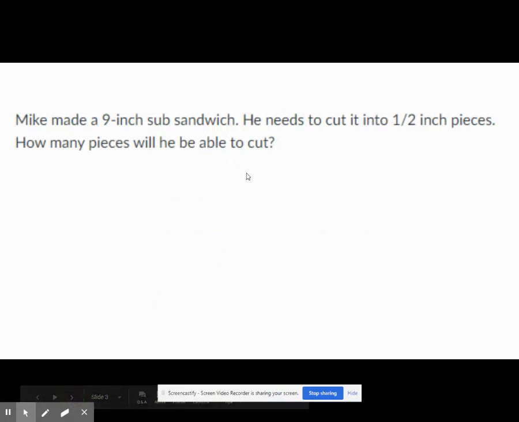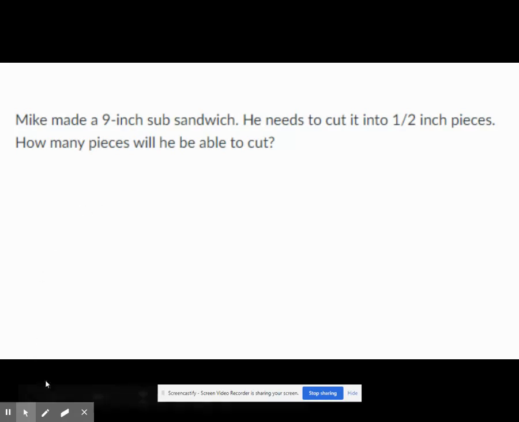So Mike made a 9-inch sub sandwich. He needs that cut into 1/2 inch pieces. How many pieces will he be able to cut? So think this through. We have a 9-inch thing, and we need to cut it into pieces that are 1/2 inch long. How many pieces will he be able to cut? Go ahead and try this out on the piece of paper. Type your answer in on the right-hand side, and then we will check it together.